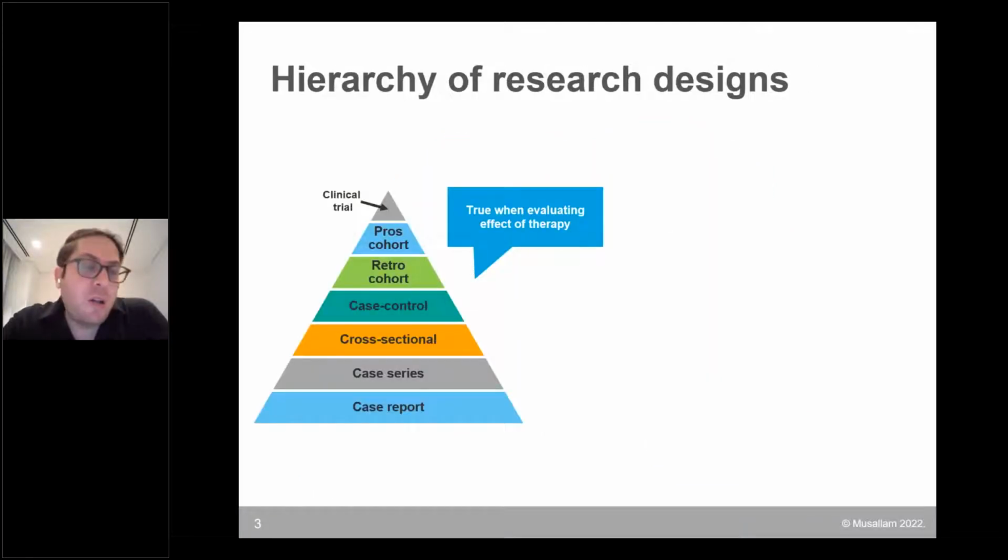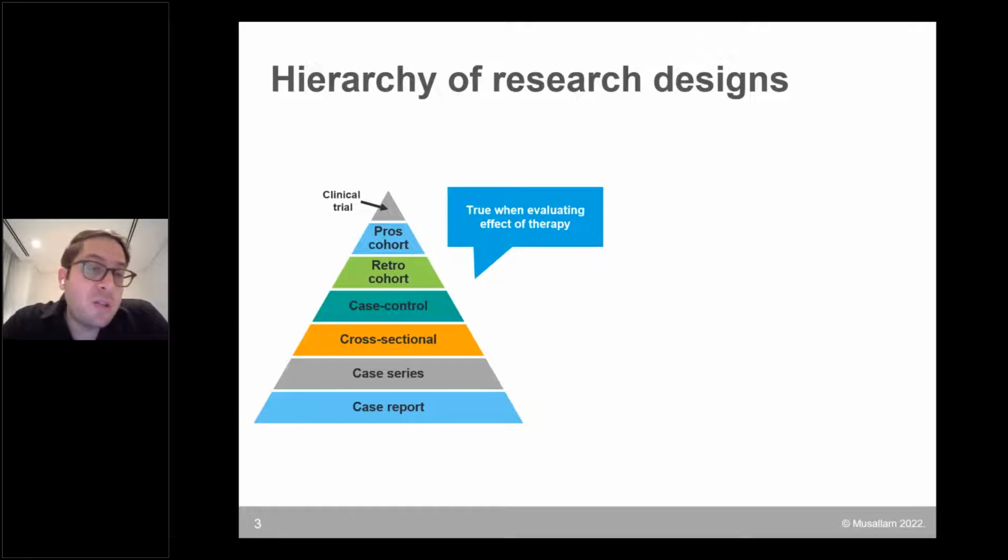In terms of hierarchy of research designs, probably you've heard this many times from colleagues, from reviewers in journals, that clinical trials are the top of the pyramid in terms of quality, followed by prospective studies, then retrospective studies, etc., going down to a case report. And that might be true, and I agree with that when we're looking at an effect of therapy.